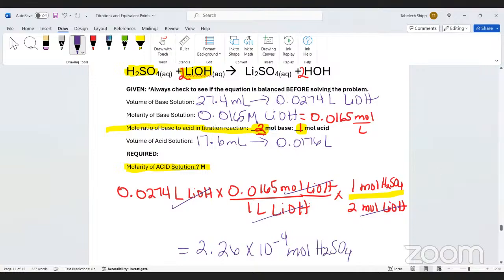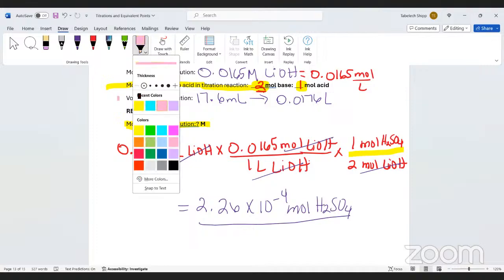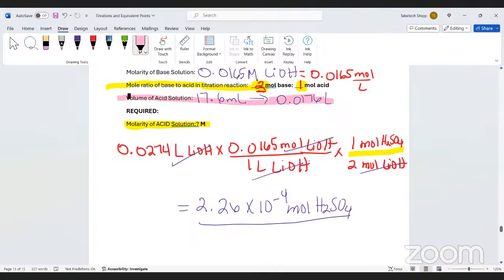Now, don't forget, guys, that molarity is equal to moles per liter. And remember, the liters that we got to use are the liters from the acid. So we're going to put that number right there that I'm highlighting in pink on the bottom. And that's that 0.0176 liters of H2SO4. And again, that was what was given.